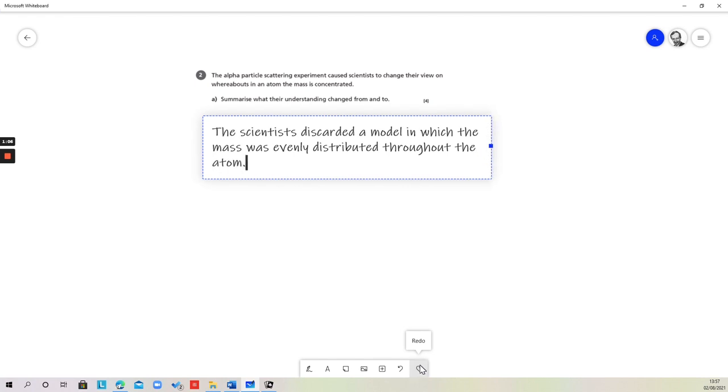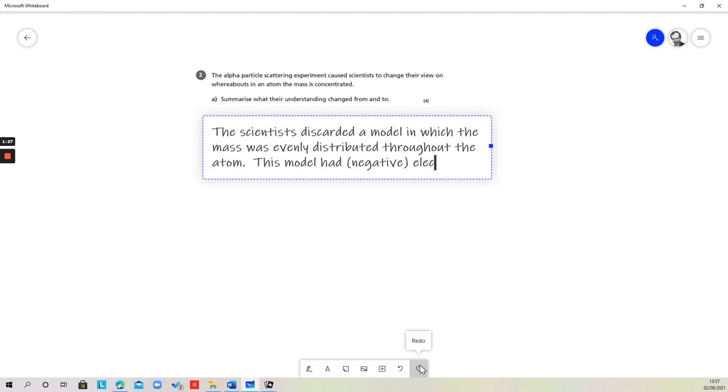Okay, so there's our first sentence, and that says what the crucial feature was, so that with the plum pudding model, the mass was pretty evenly distributed throughout the whole of the atom. And now let's add a little bit more detail, talking about what this distributed mass looked like.